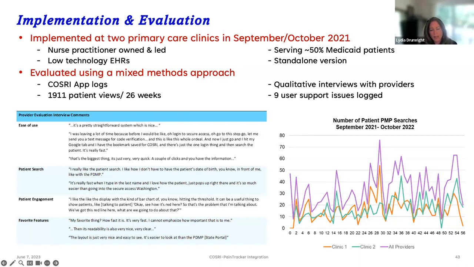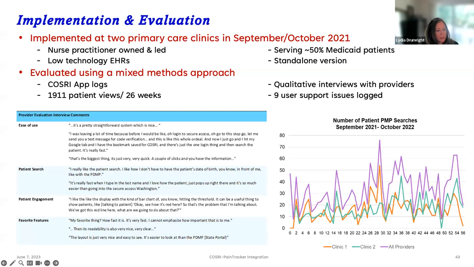So they really needed help. The only way they could access the system was buying into another system or logging in through the state web portal. And we evaluated their use using a mixed method approach. Just to highlight to everyone, they are still using the COSRI app and we are still following them up for evaluation. We looked at COSRI app logs for evaluation, which we are still doing.